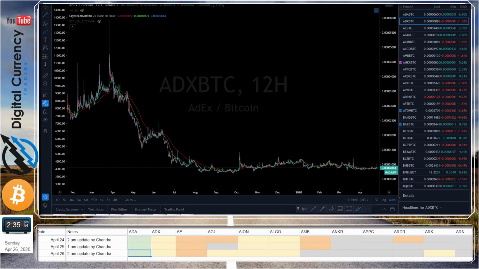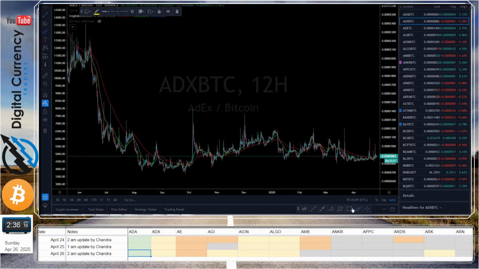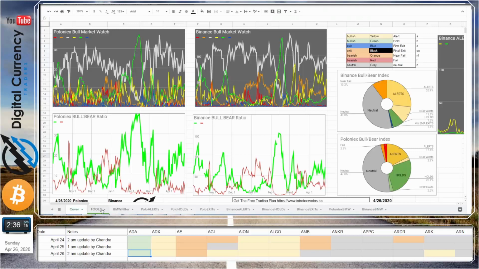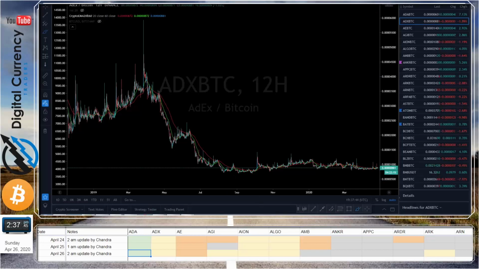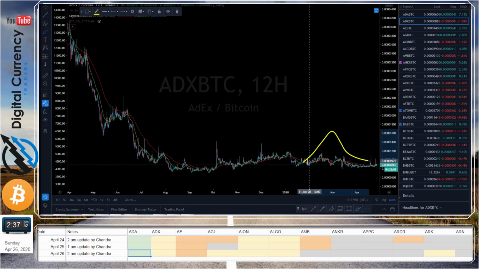And we can sort these markets a little bit by going into the spreadsheet itself and then going to the second tab here for the BMW filter, and we can select down just the markets that have spent more than 15 days in hold status in 2020 since January 1st. These are the coins that are in alert or hold status that have shown that activity this year. That is, they did something worthwhile in 2020, that they spent more than 15 days in hold status.